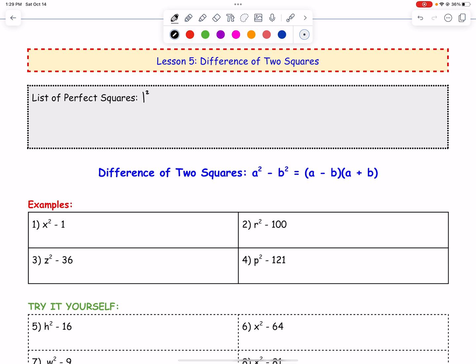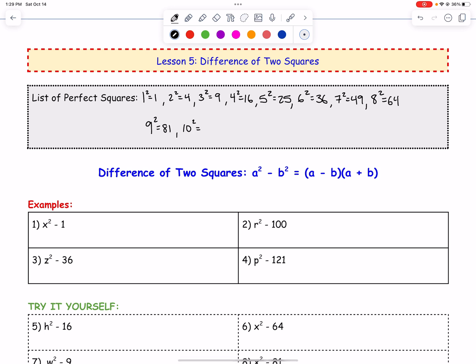So let's write 1 squared is 1. 2 squared equals 4. 3 squared equals 9. 4 squared equals 16. 5 squared is 25. 6 squared is 36. 7 squared is 49. 8 squared is 64. 9 squared is 81.